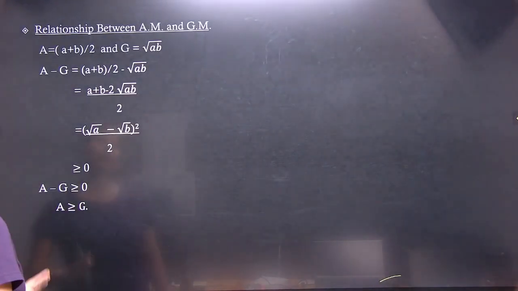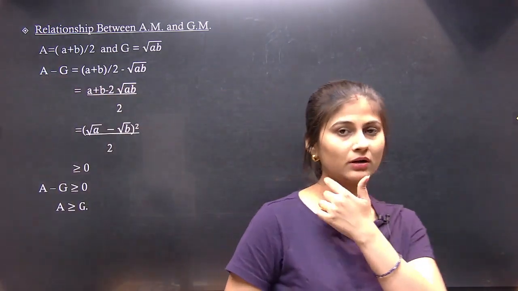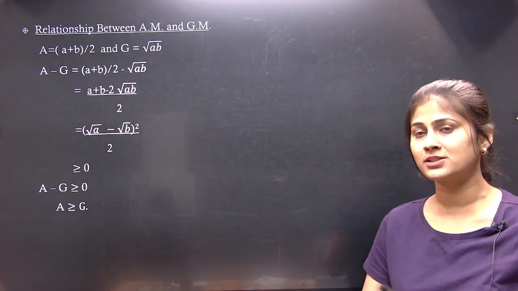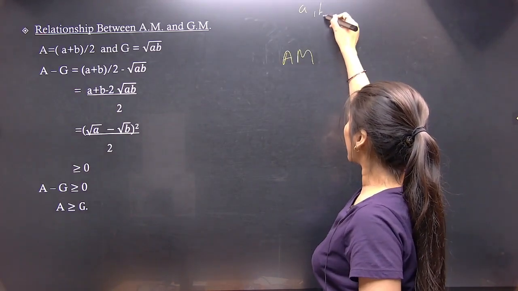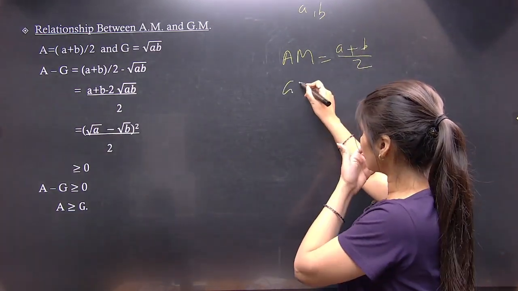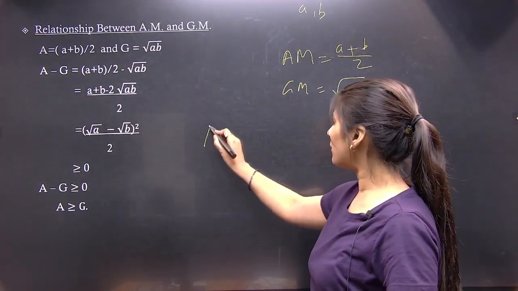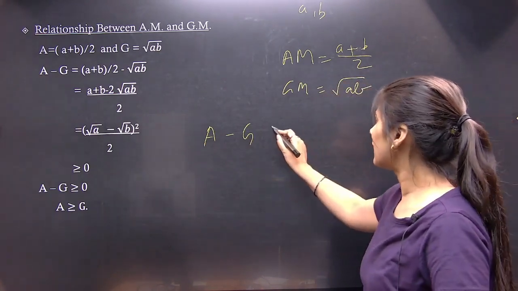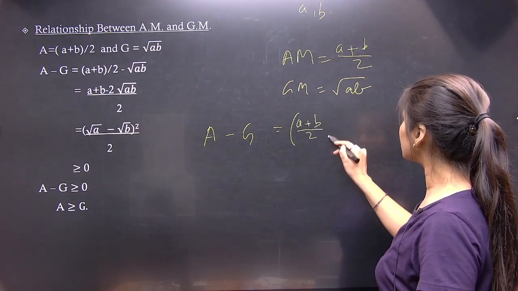Now let's see what is the relationship between arithmetic mean and geometric mean. Since we are concluding the chapter on progressions, we have to discuss what is the relation between these two. We know that if I have two numbers and I have to find the AM, then it is (a + b) by 2. Similarly, if I want to find the GM, it is the square root of ab. Now what we can do here is A minus G. A is the arithmetic mean and capital G is the geometric mean. If I subtract both of them, it is (a + b) by 2 minus the square root of ab.